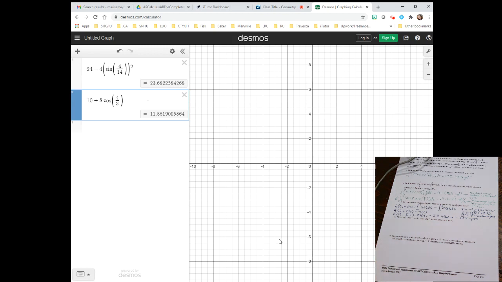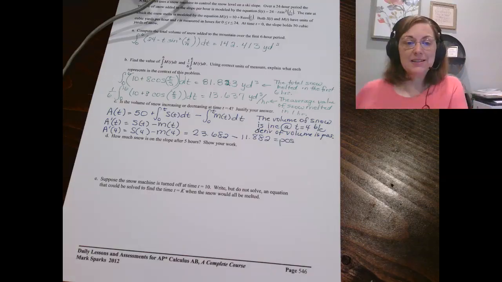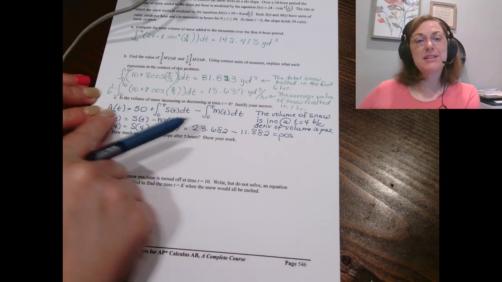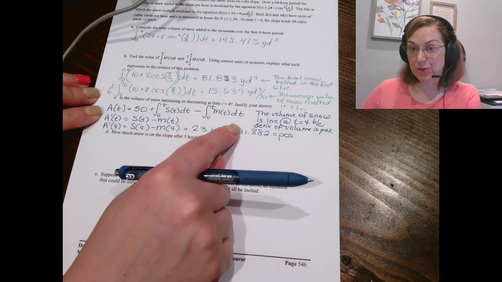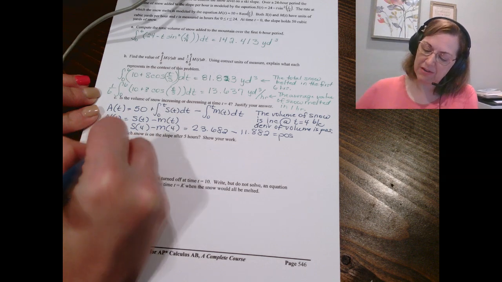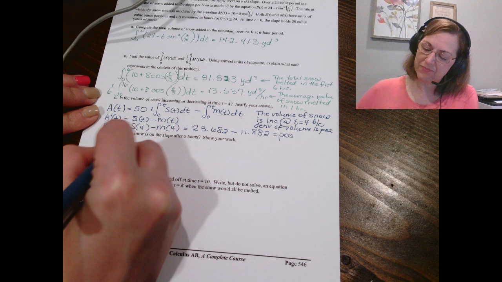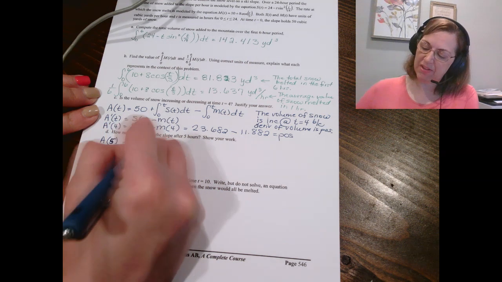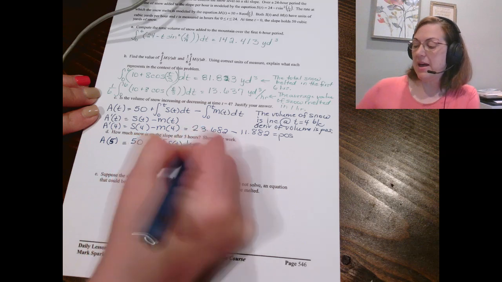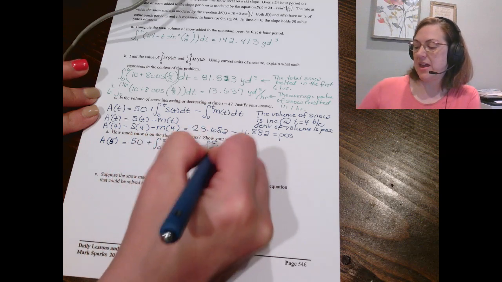Okay, now look at problem number 5 here. Problem 5 asks us how much snow is there after 5 hours. Now, remember, in part C, we just wrote an equation that finds the total amount of snow. So really what it's asking for is, not 4, 5 hours. 50 plus the integral from 0 to 5 of s of t minus the integral from 0 to 5 of m of t.